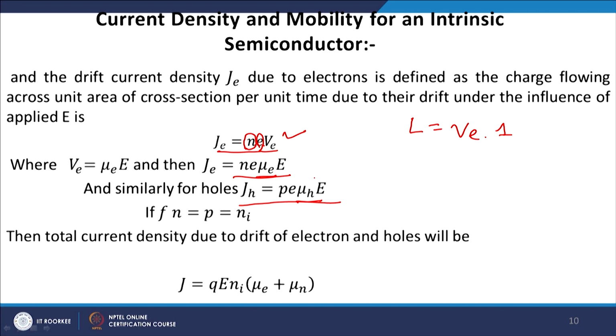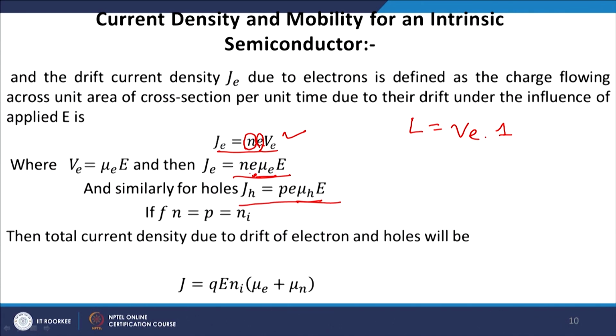But either electron or hole, the charge is the same, only the difference is the sign, one of them is negative, another is positive. So, if you take the absolute values of the magnitude, I can write the magnitude of the charge here also e and here also e. And in the case of the electron you put n, the charge carrier concentration, here you put p, the hole carrier concentration. But in the intrinsic case we know n is equal to p is equal to ni, both of them are equal to the intrinsic carrier concentration.